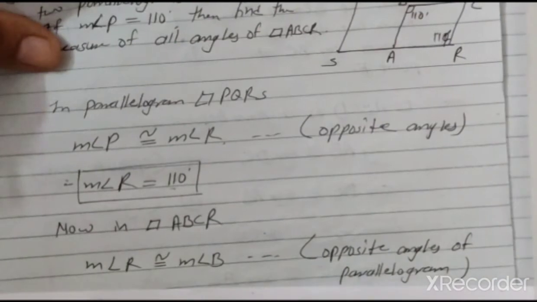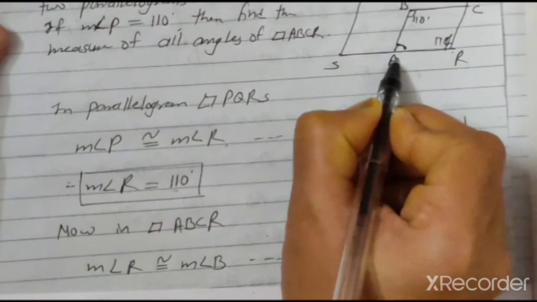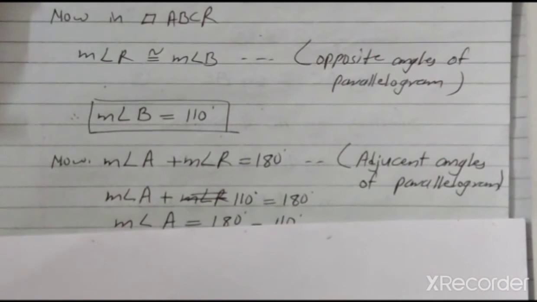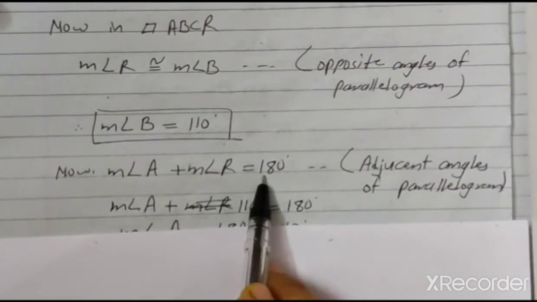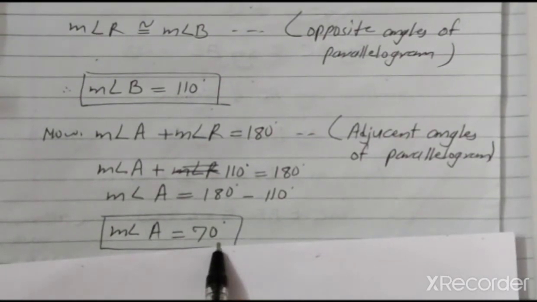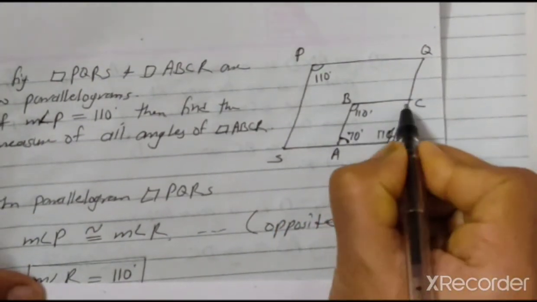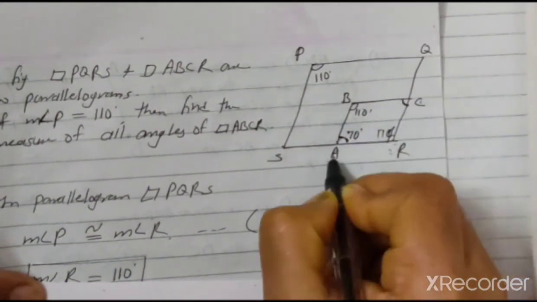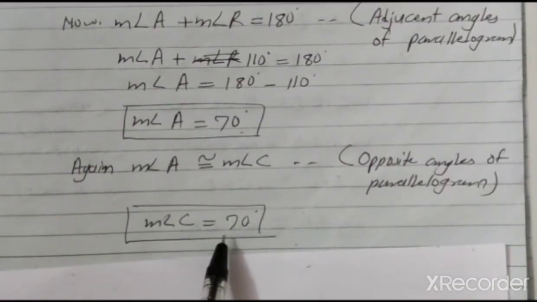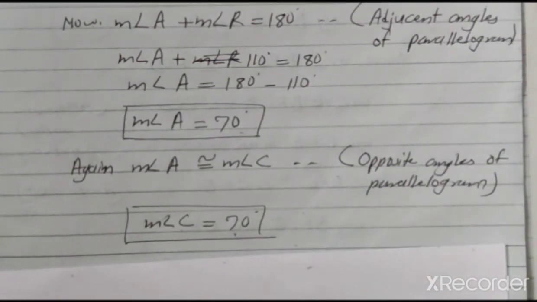Now in this figure, angle A is adjacent to R. So if you apply property of adjacent angle of parallelogram, both angles are supplementary. So after solving we will get this measure angle A is equal to 70 degree. So in this figure this angle A is equal to 70 degree. Angle C is opposite to A. Therefore this measure of this angle C is also equal to 70 degree. Both angles are opposite angles of parallelogram.